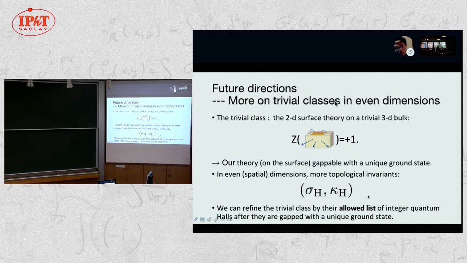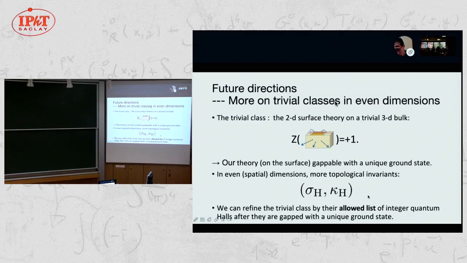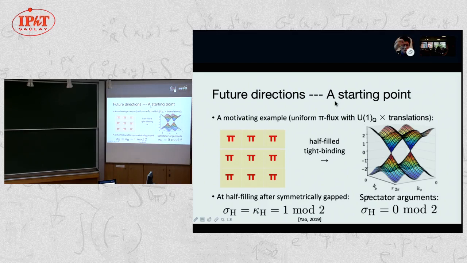Since you are on this slide, I have a question. I'm familiar with the fact that the Hall conductance is related to the Chern number. You are saying that the thermal Hall conductance is also related to the Chern number? Can you hear me? Yes, I can hear you.